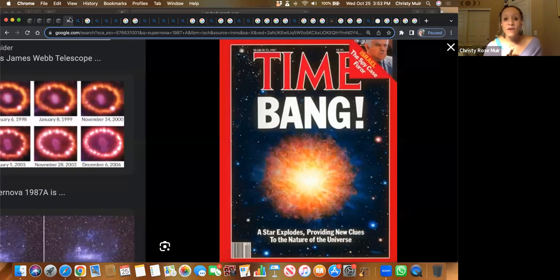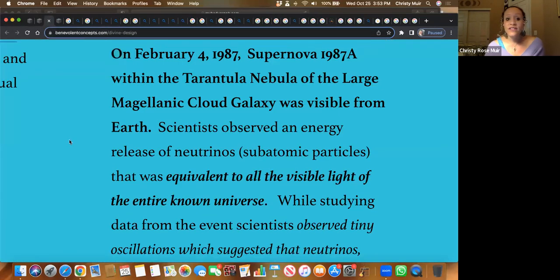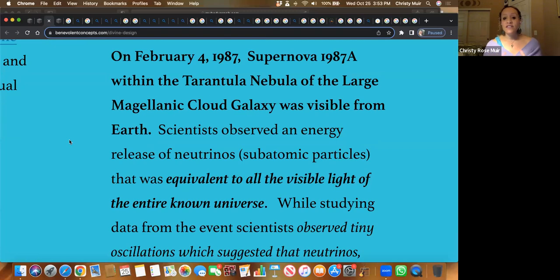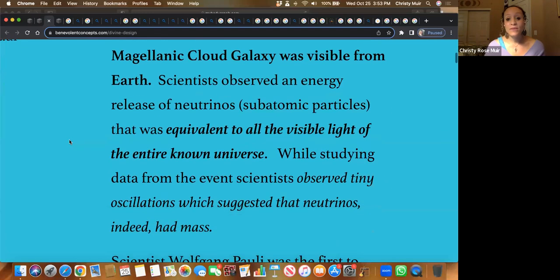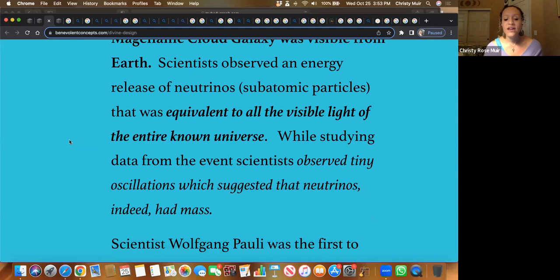1987A that happened in February of 1987. And so you can see here, this was actually a significant event. It was covered in Time magazine just about a month later after it happened, sometime in February of 1987. And it was significant because this supernova within the Tarantula Nebula of the Large Magellanic Cloud Galaxy was visible from Earth. And as scientists observed it, they saw a release of neutrinos, these very prolific subatomic particles.